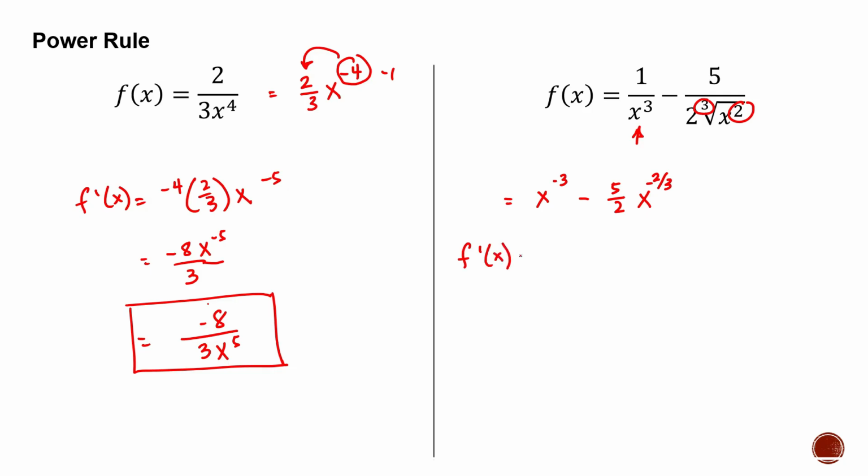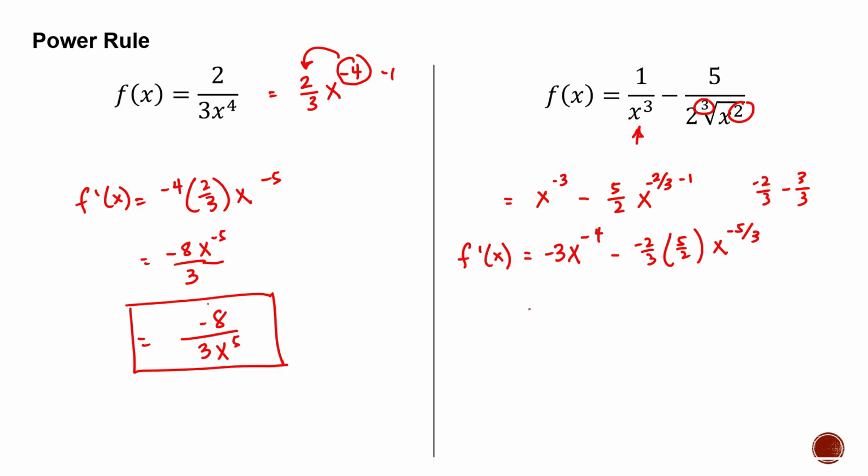So now we are ready to find the first derivative of this. So negative 3 times 1 is negative 3. X, negative 3 minus 1 is negative 4. And then minus negative 2/3 times 5 over 2. And then x, subtract 1 to that. So negative 2/3 minus 3 over 3 is equal to negative 5 over 3.